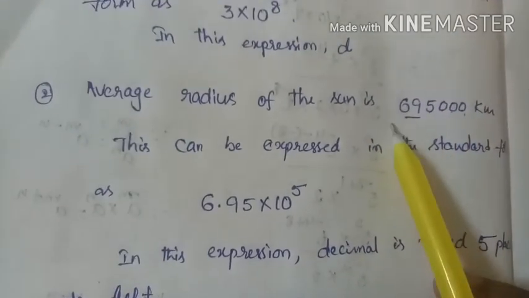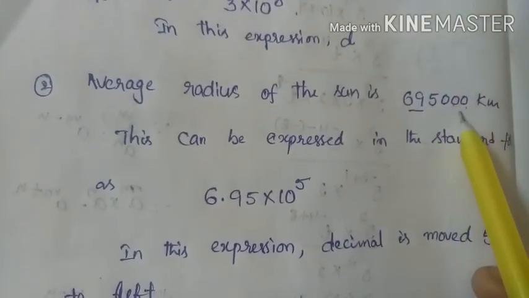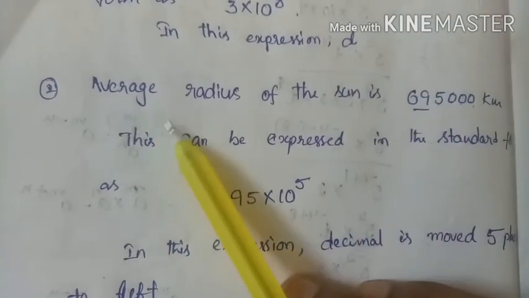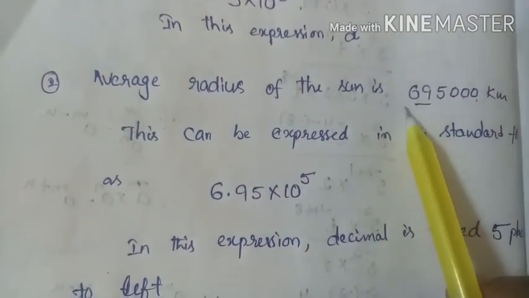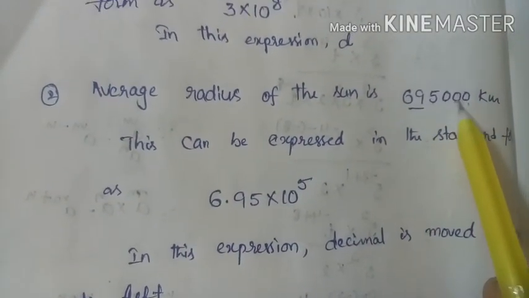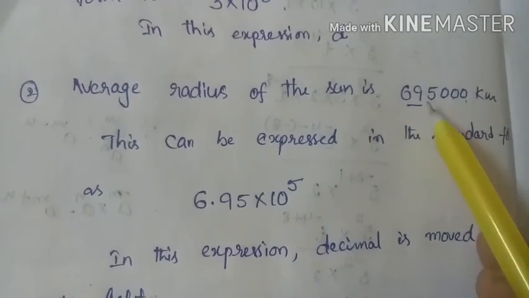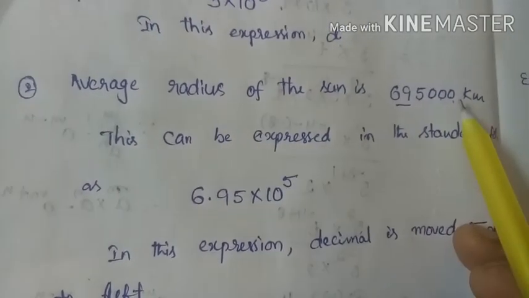One more example. Here 6, 9, 5, 0, 0, 0. The average radius of the sun is 695000 kilometers. So this can be expressed in standard form. How many jumps will we move?